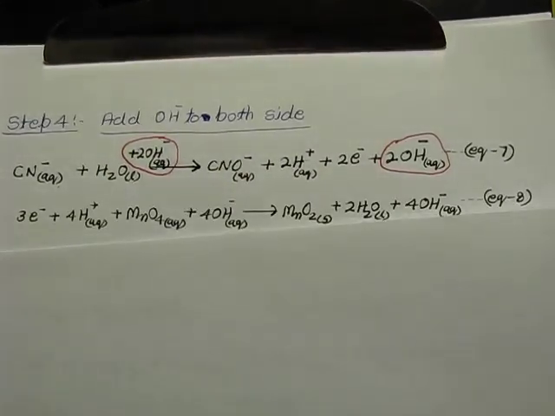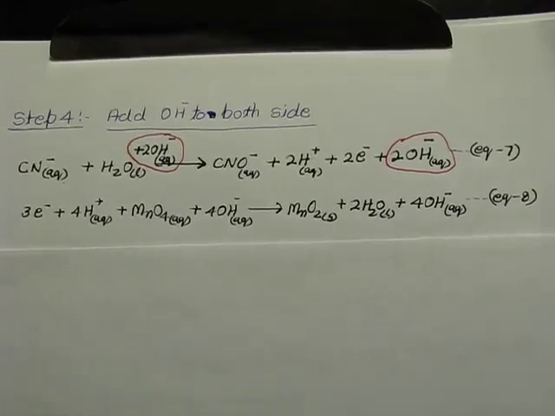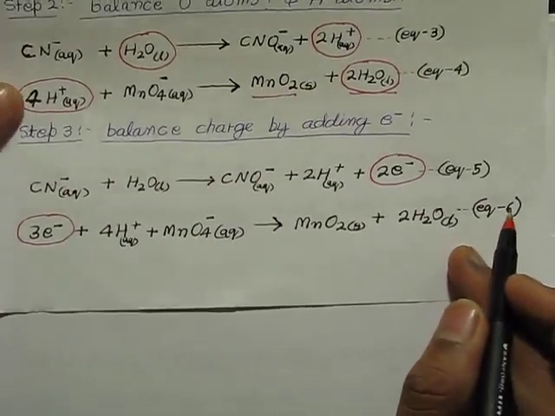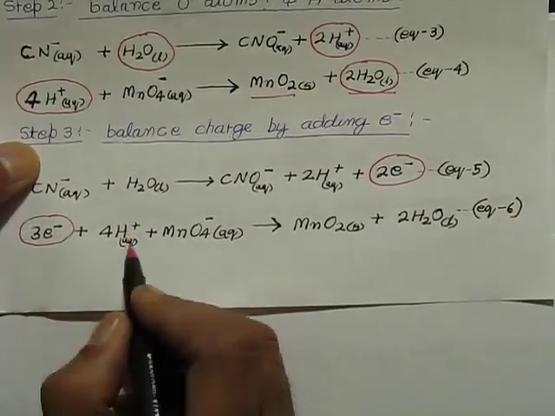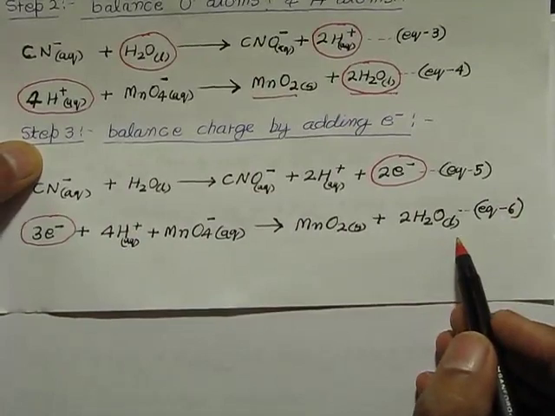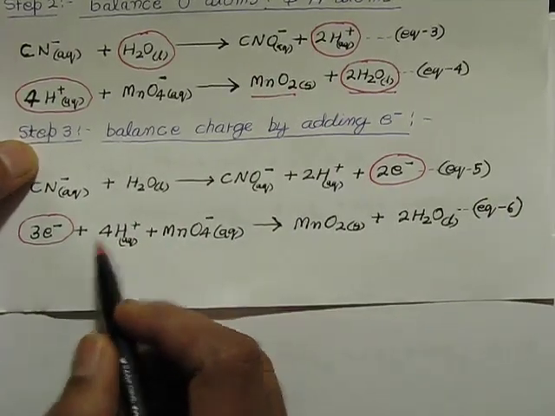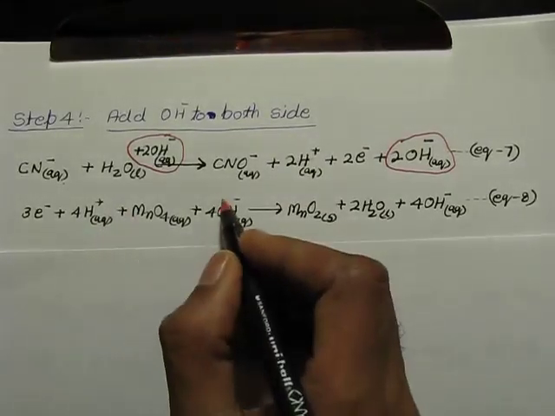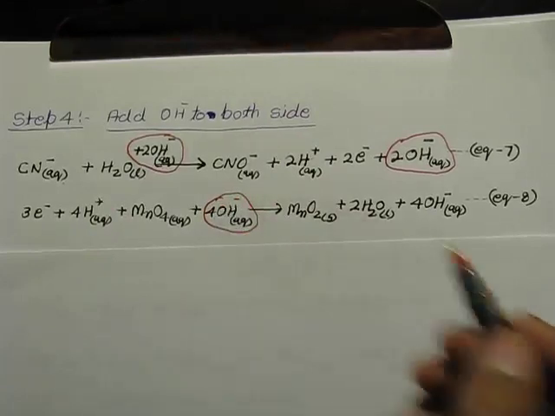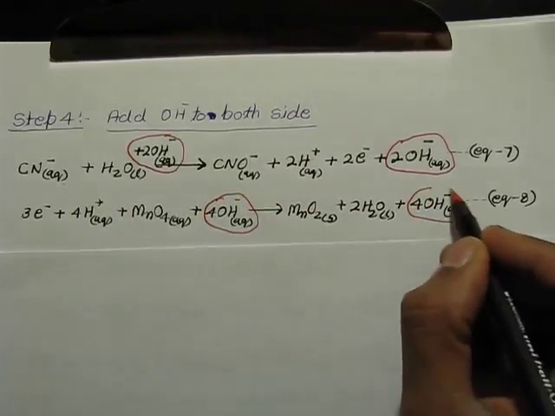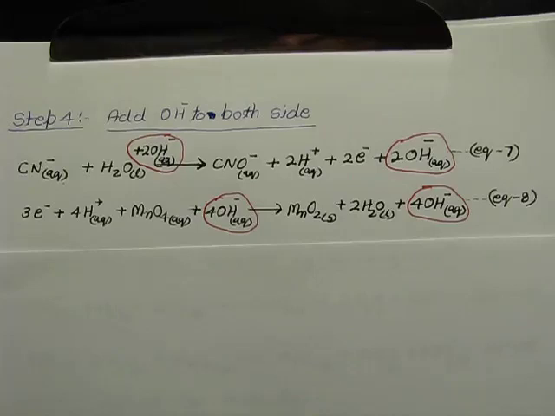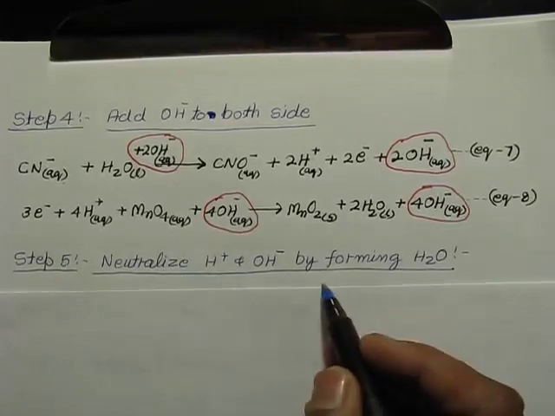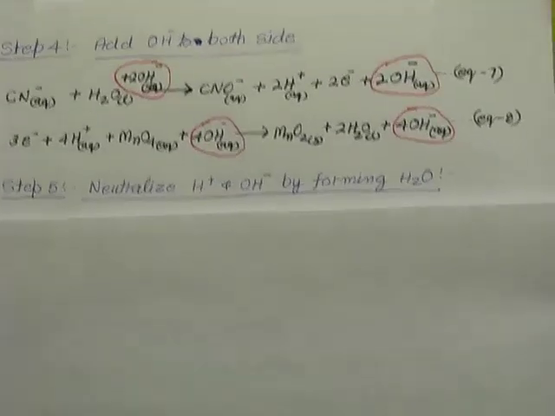So what will happen in the next equation, if you see equation number 6, in the previous way where we have to solve, there are 4 hydrogen ion on the reactant side and nothing on the product side. So we have to add 4 hydroxyl ion on the reactant side and the same number on the product side. So what we have to do now, we have to neutralize hydrogen ion and hydroxyl ion by forming water molecule.